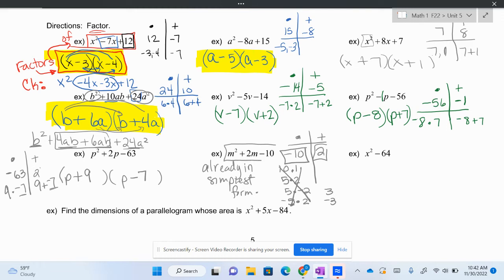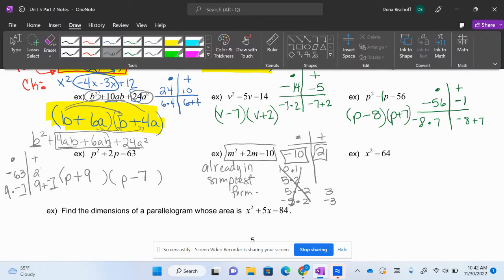You cannot factor this with integers. It is factorable, but it's only factorable with decimals. It's not factorable with integers. We're not ready to learn that yet, okay?